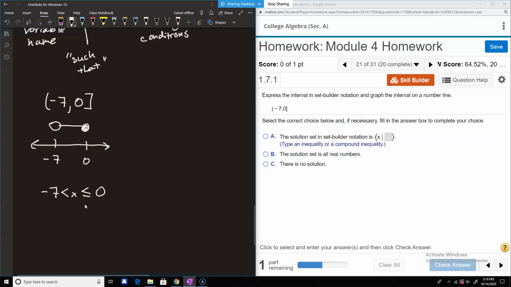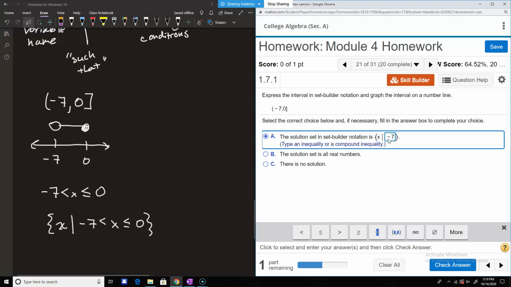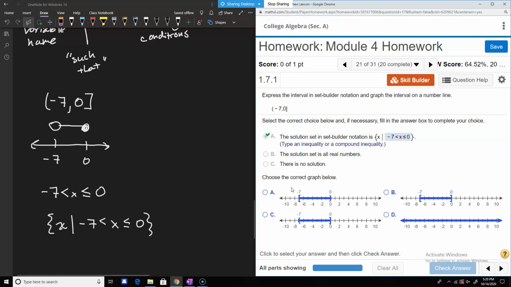So in set builder notation, it's essentially finding this inequality, but writing it as x such that -7 is less than x is less than or equal to 0. Is that clear? It's a little more formal than just writing down the inequality. Oh, so it's like this, less than or equal to 0. That's it. Not so difficult. Okay, then the graph, which we've already done.